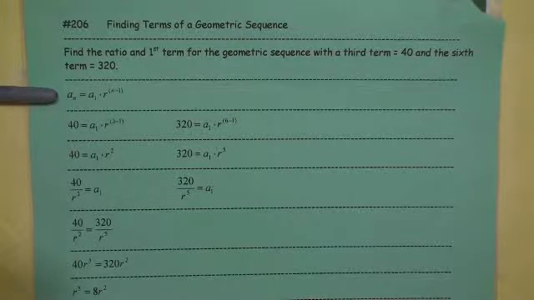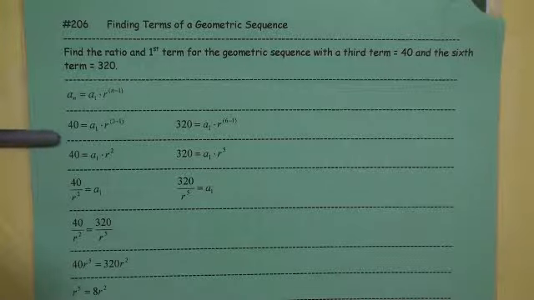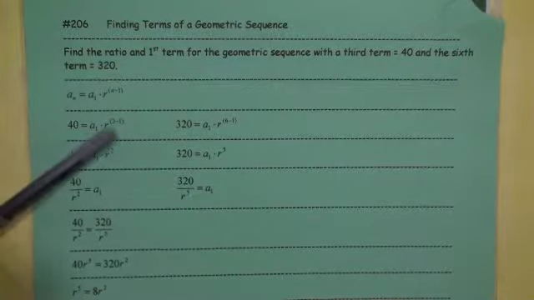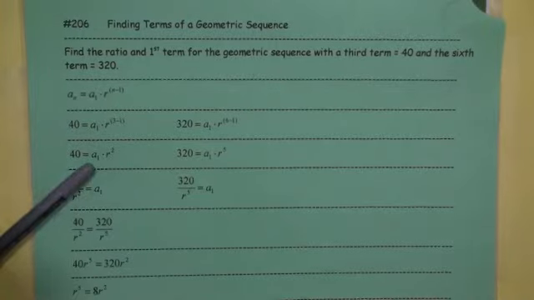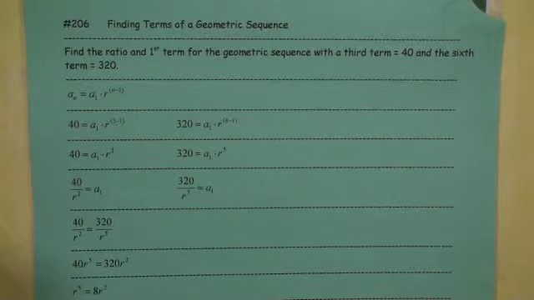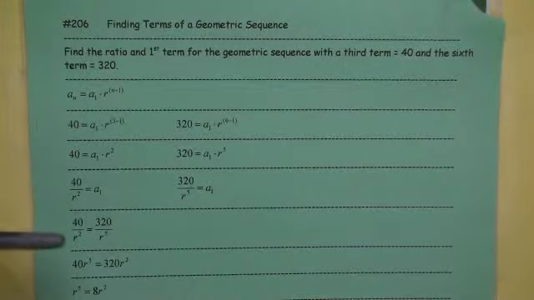We then plug in 40 for a sub n, and then definitely plug in a 3 for n, right? Because the third term gives us 40. That gives us 40 equals a1 times r squared. Do the same thing for the 320, plug in a 6. We eventually make it down to here.